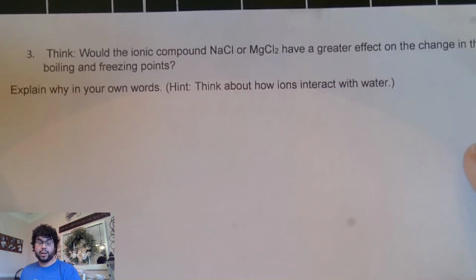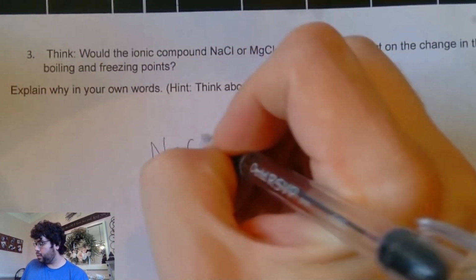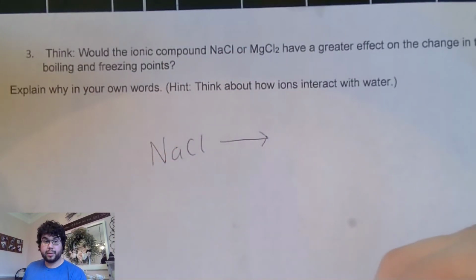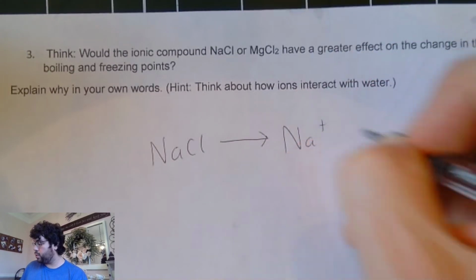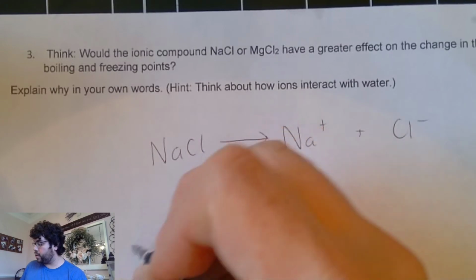The last question, which I don't think is actually on the key, is something I just want you to think about. Magnesium chloride or sodium chloride, which of those is going to have a greater effect on the freezing point and the boiling point when you put that into a solution? Think about this. When you add sodium chloride into water, how does it ionize? It ionizes into two ions. You've got sodium ions and chloride ions.